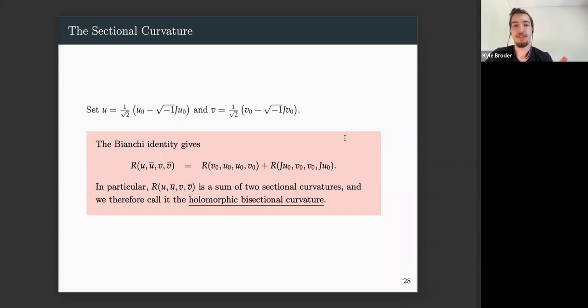I should add that if it's not Kähler, the relationship between the bisectional curvature and the sectional curvature, even of the same connection, is not very well understood.